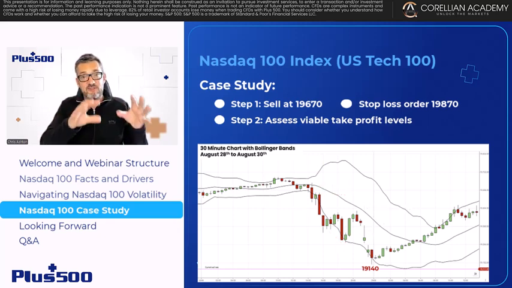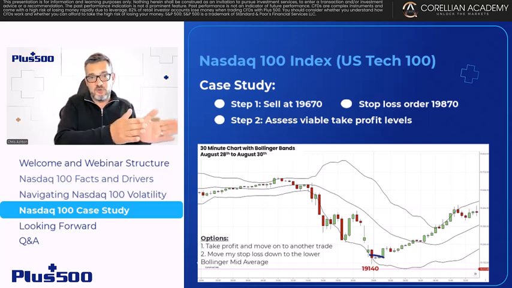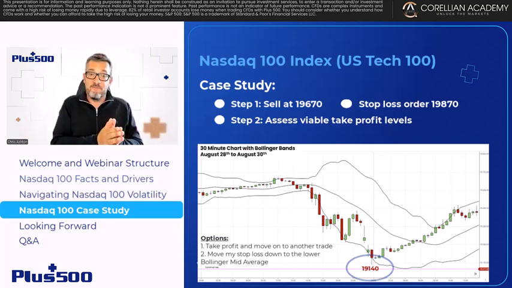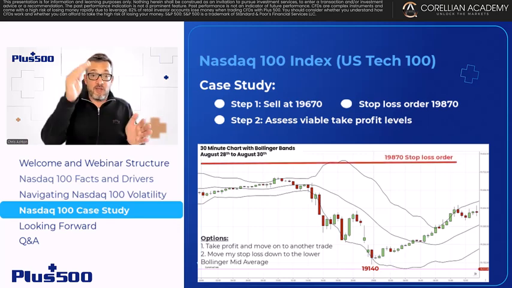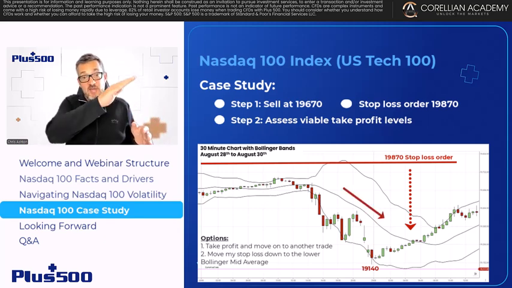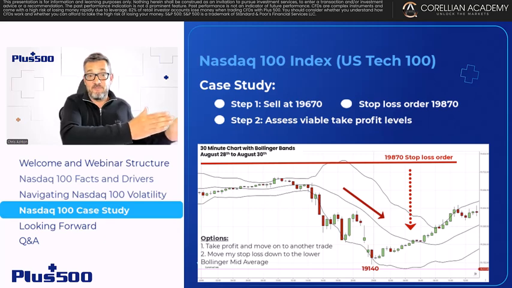So here I decide I have two options that I can consider for this live trade. Option one, I can take profit, exit the position and move on to another trade. Or option two, I can bring my stop loss down to the 1 hour chart Bollinger Band mid-average level, which has now moved lower, and you can see this on screen now, as it traces out the trend lower in the Nasdaq 100 index over the previous 8 hours.